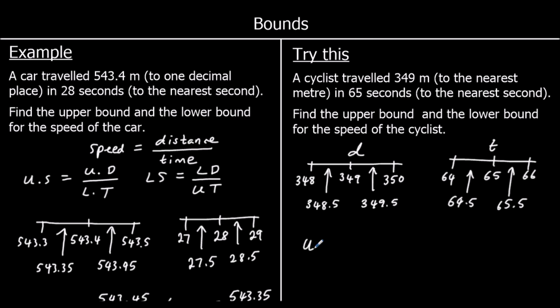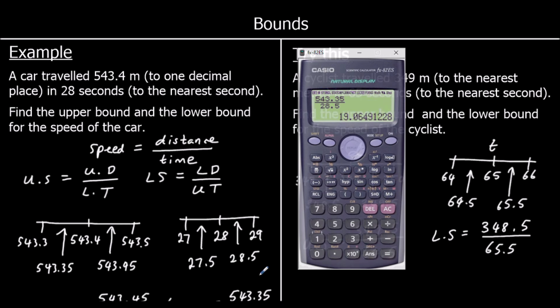So our upper speed is biggest distance divided by smallest time. And our lower speed is smallest distance divided by the biggest time. So let's type these in.